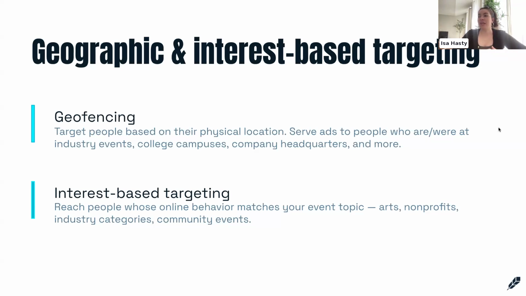And so, yeah, you can get creative with how you think about this. Basically, the question is, where are my prospective attendees and prospective members spending time in the real world? And then you can draw fences around those places in the real world and serve ads to people because they were there. So this is a very precise way to get in front of people who you know are good prospects for you. And then interest-based targeting.